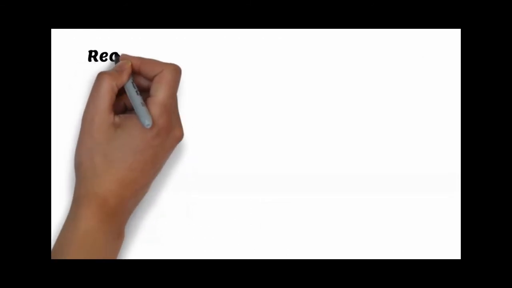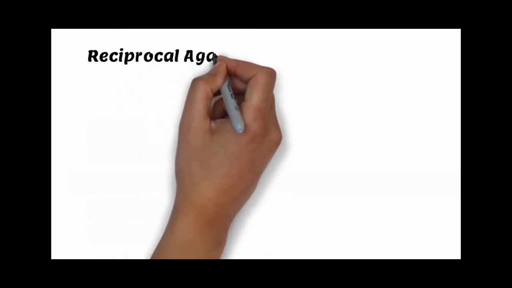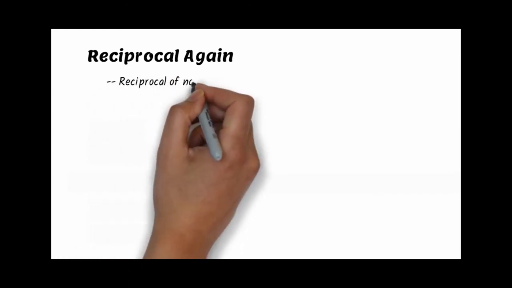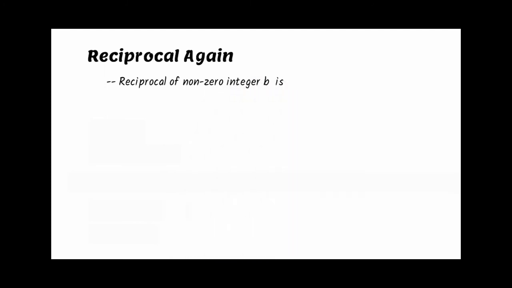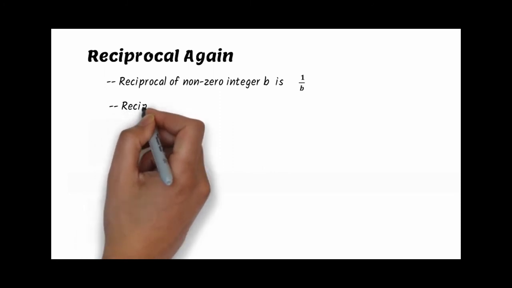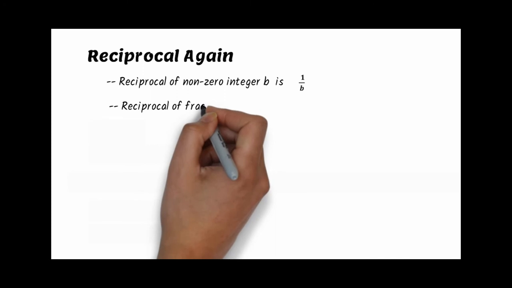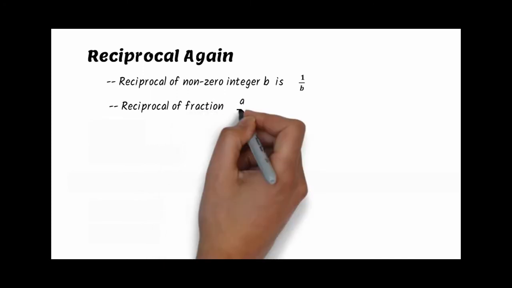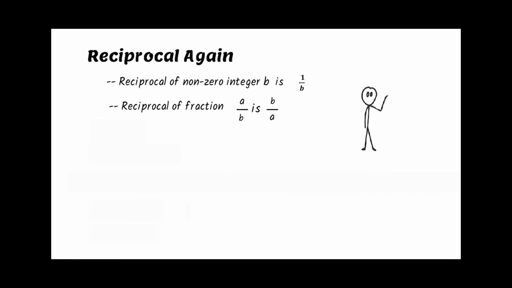In our previous videos, we have talked about reciprocal. And now let's look at reciprocal again. We're going to review it and then see its extension, particularly on fractions. So the reciprocal of a non-zero integer b is 1/b. Now the reciprocal of a fraction a/b is simply equal to b/a. That is, we have swapped the numerator with the denominator.